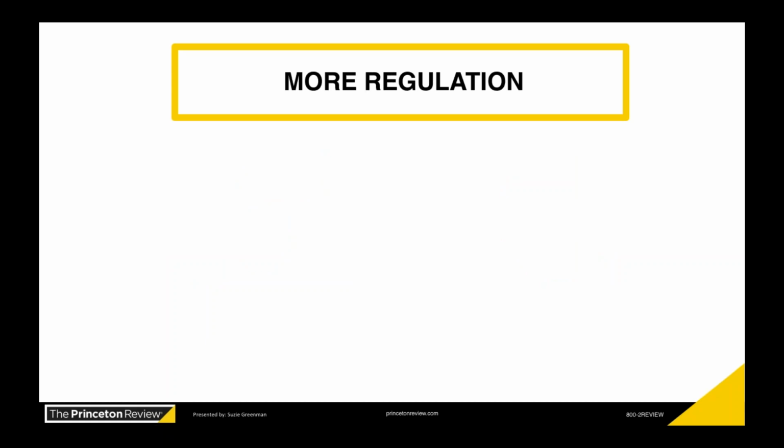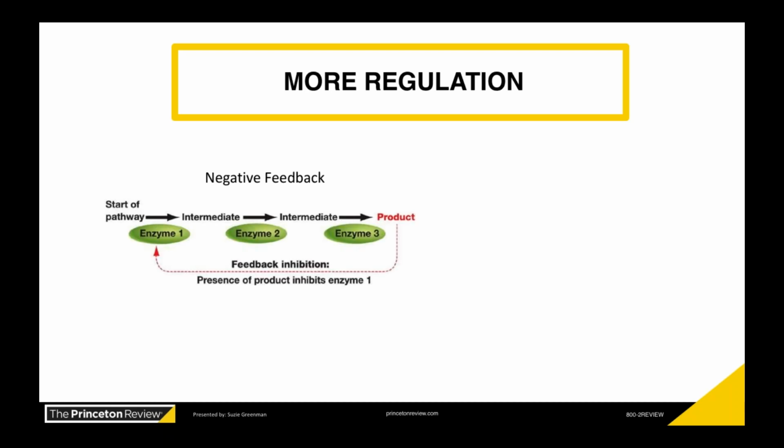There are other types of regulation. One of them is negative feedback. So negative feedback is when there's something downstream that inhibits an enzyme that's further upstream. So a product could inhibit either enzyme 1 or enzyme 2 or even both, okay? So as we build up the product, we're less likely to have enzyme 1, enzyme 2, or enzyme 3 working in this particular image. We also have what's called positive feedback.